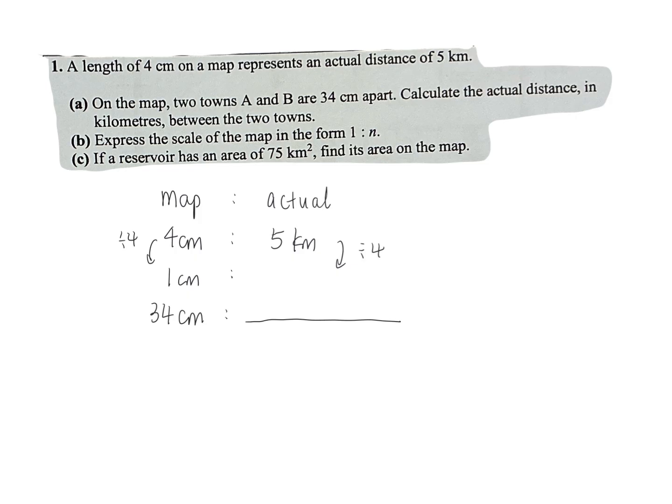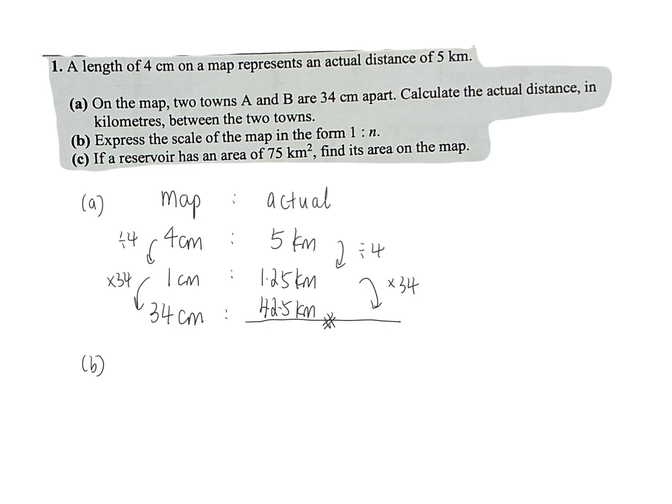This one is just like your ratio in primary school. So 1.25 kilometer, you times 34. So answer is 42.5. First one. This one part A. Okay, part B. Part B, same thing.